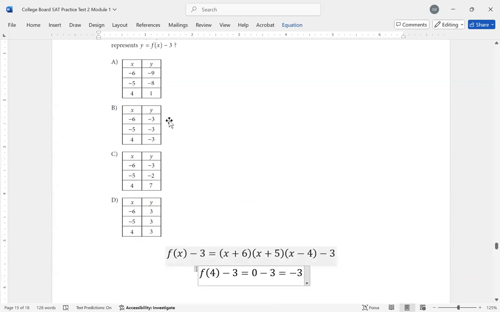So the answer to this one is table B. Every time you plug in one of the x values, f of x turns into a 0, and then we subtract 3, and so we end up with a negative 3 as the corresponding y value. So B is the answer to question 22.